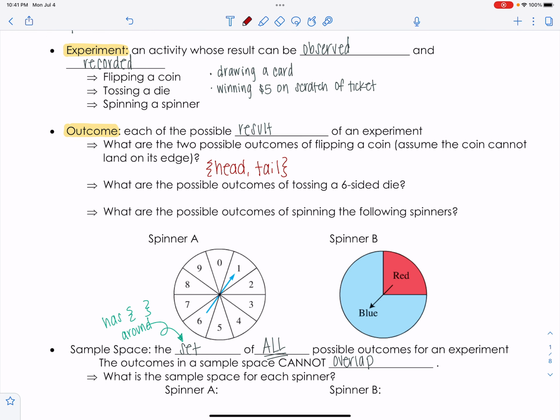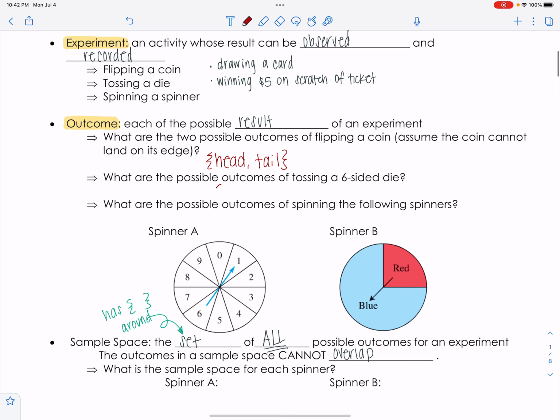Now, of these two spinners, what are the possible outcomes? Before we get to the spinners, what are the possible outcomes of tossing a six-sided die? The thing that you would play with in Yahtzee or any board game. What could your die land on? It could land on a 1, a 2, a 3, 4, 5, 6. Or if you wanted to get fancy, you could do them in their actual format that you would see on the die. But I'm fine with just listing off the numbers themselves.